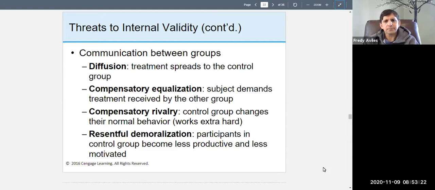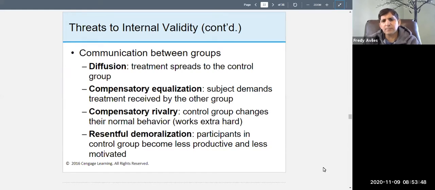There's also compensatory rivalry, where the control group can change their normal behavior, work extra hard, let's say, to get better, because they know they're not getting the thing that's supposed to help them. They're not getting the drug that's supposed to make them feel better. So because of that, maybe they try to eat healthier, maybe they try to exercise, they try to do something so they can be healthy as well.